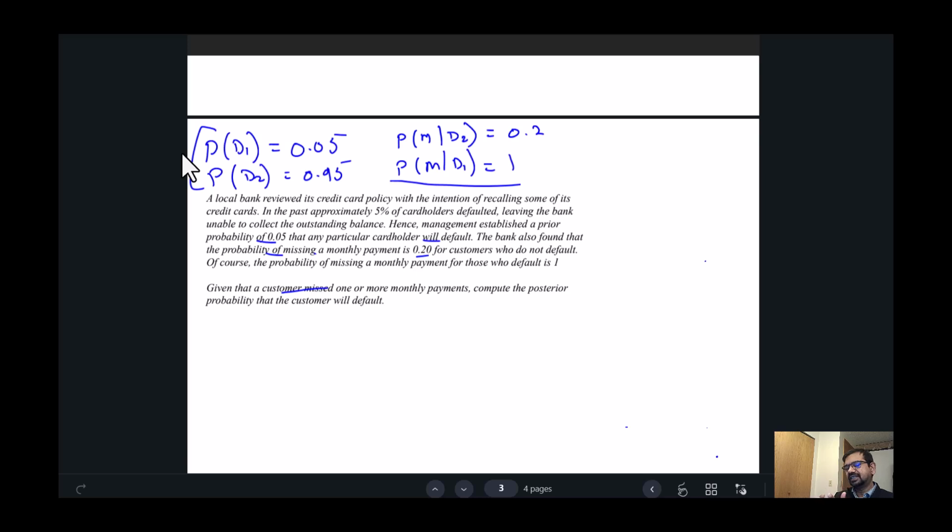Now notice that initially we just had P of D1, the probability of defaulting. But now we are being more nuanced. We are asking, what is the probability that they will default given that they have missed a monthly payment? This is called the posterior probability, whereas this is called the prior probability. Bayes' theorem gives us a tool to update our prior probability with the new information we have and get a more refined version of our probability. So it's given by the probability of missing a payment and defaulting divided by all the ways in which somebody could have missed a payment.